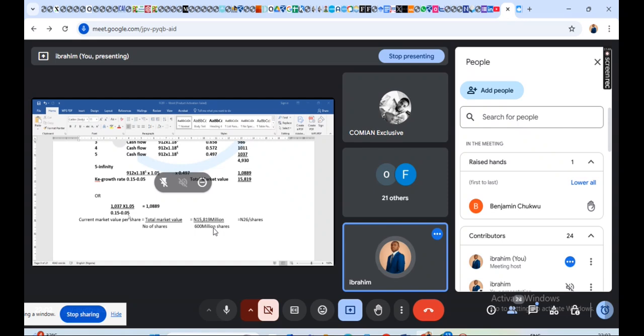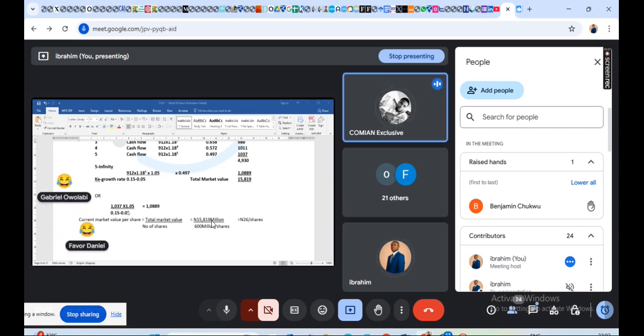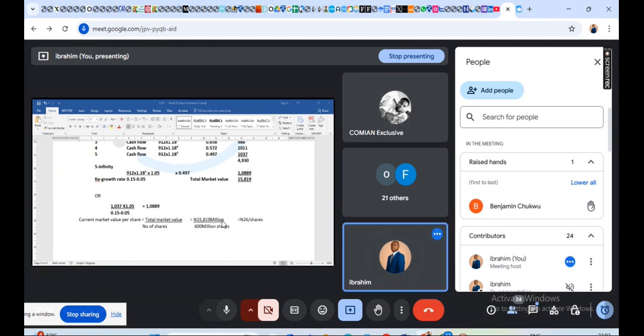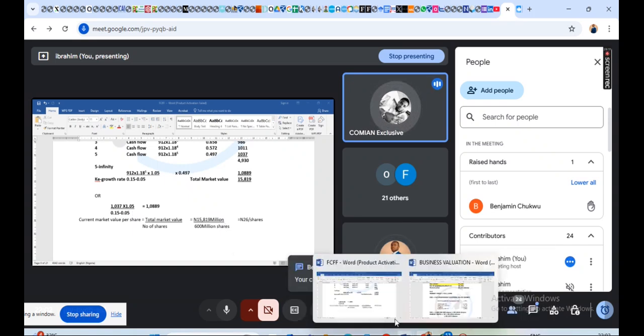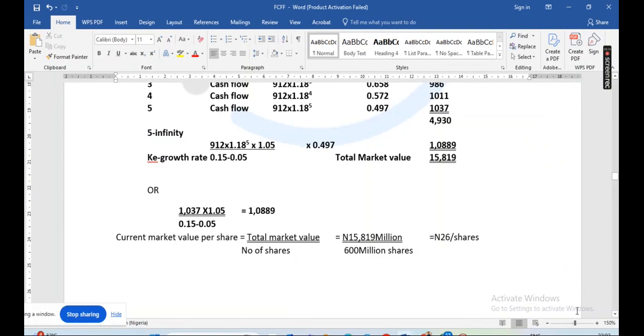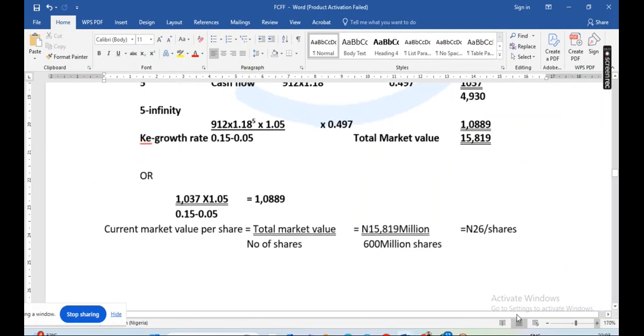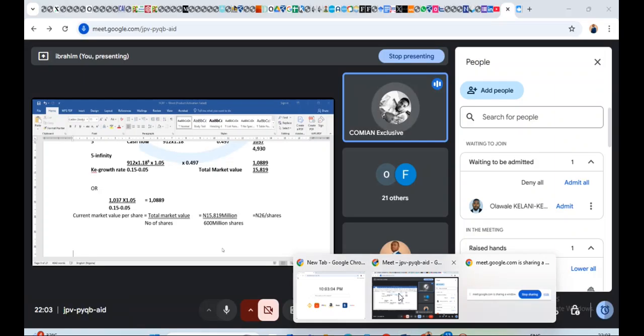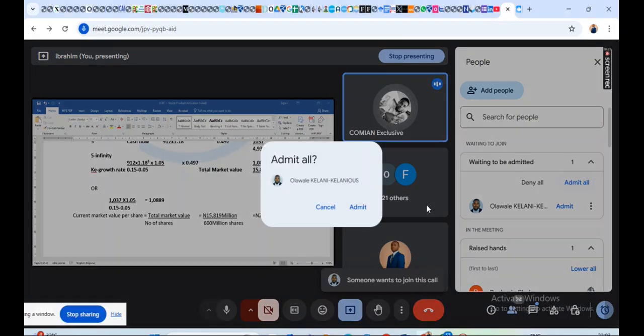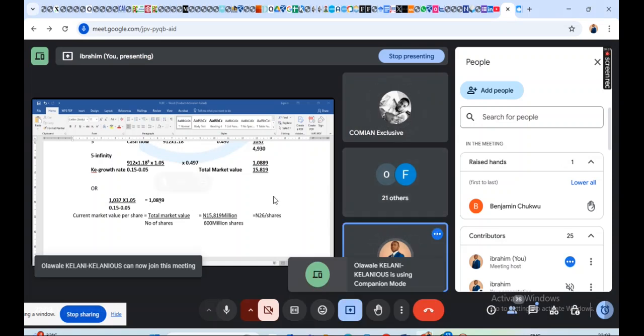Exclusive, maybe because I can't see the question. You already put million here. This 15,819 is a million. Okay, that's like 15 billion naira. I can't see where we got the number of shares. You understand? I'm using all the figures for my own calculation. I'm not using zeros.